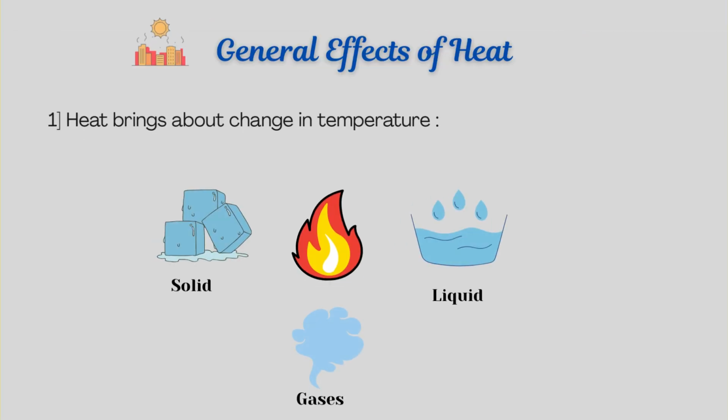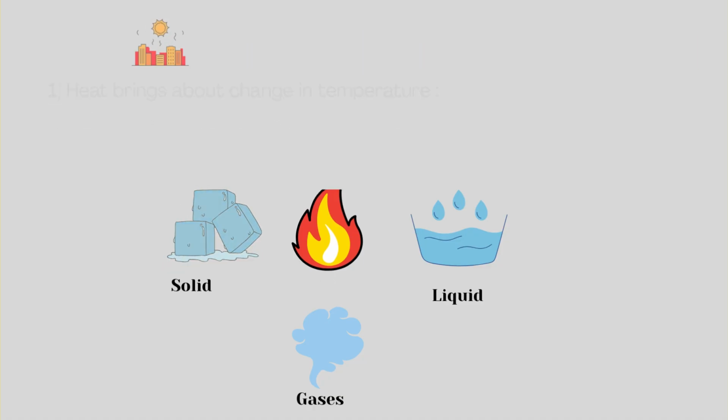General effects of heat. Heat brings about change in temperature. When we supply heat to a solid, liquid or gaseous substance, its temperature increases. Similarly, if a hot material gives out heat energy, its temperature falls.